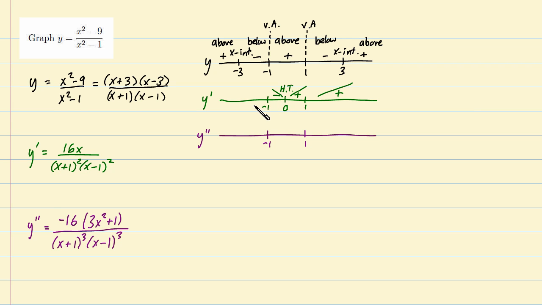And likewise, if we're left of negative 1, we still have the same problem. The numerator is negative, and we have squares on the bottom keeping them positive. So overall it's negative, and overall our function is decreasing left to right.